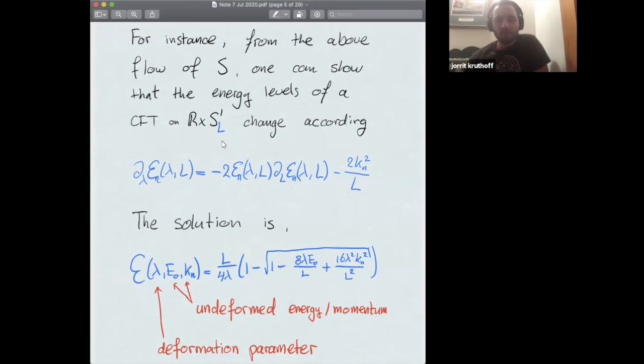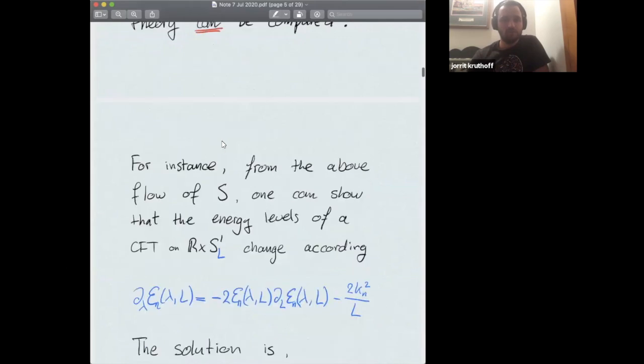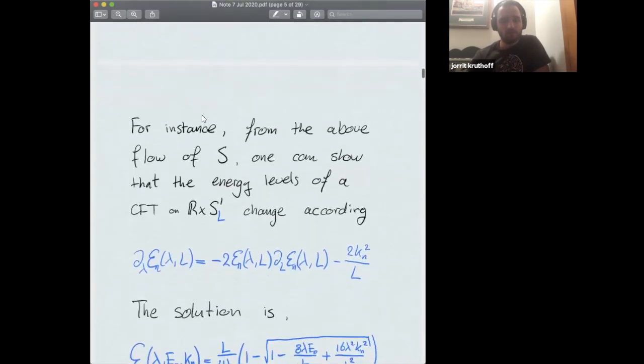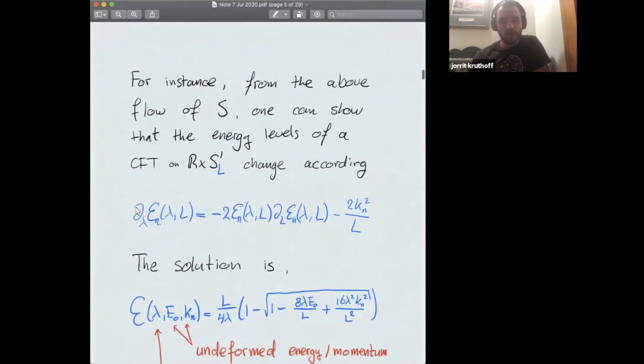Now, in that case, it turns out that the flow of the action corresponds to this flow of the energy eigenvalues. You can change the flow of the action to a change in the Hamiltonian, and then compute the matrix elements in energy eigenstates. And then what you'll find is an expression like the one here.